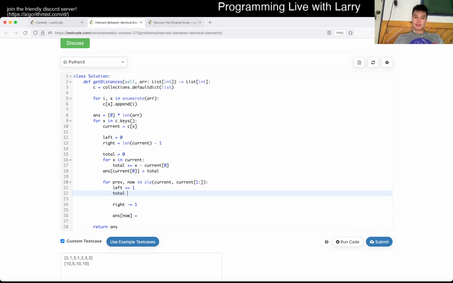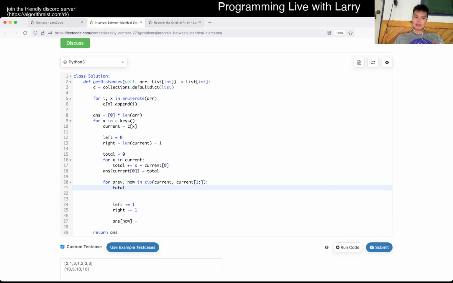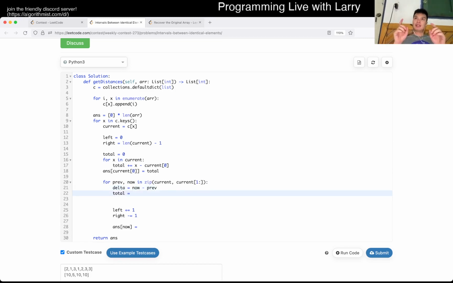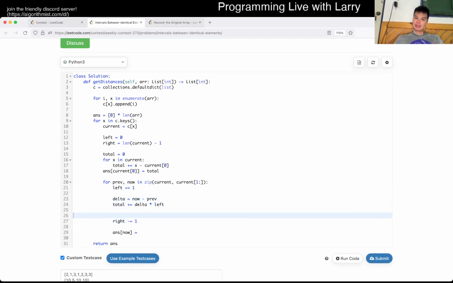Okay, so basically to go from the first number to the next number, what do we do? Okay, so doing that, delta is equal to now minus previous, and then all the numbers to the left added. So this adds delta times left, then all the right minus it.